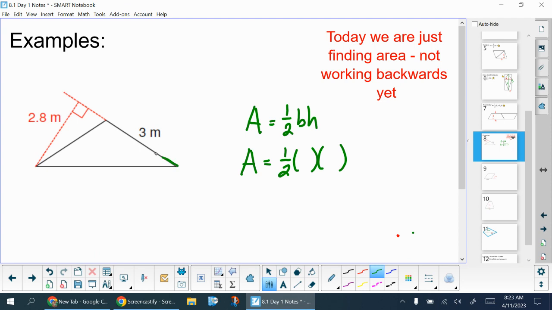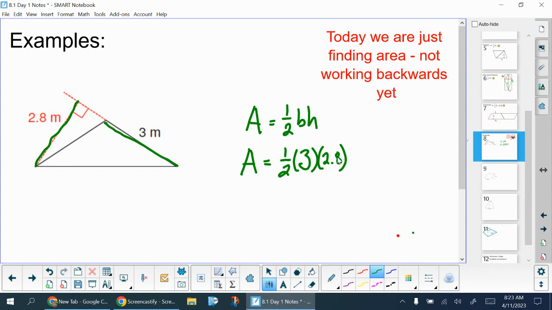The base has to be one of the sides. So in this case, the base is 3. And the height has to be perpendicular. So it's the perpendicular distance from the base to the opposite point, the opposite side. So 2.8. Does not matter that the base is not on the bottom. Does not matter that the height is written outside of the triangle. It's just the distance from the base to the other side measured perpendicular.